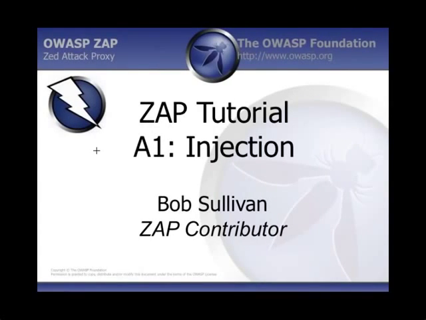This is a training video for the OWASP ZAP proxy, otherwise known as ZAP. In this video, I'm going to use ZAP to test for injection. That is A1 in the OWASP Top 10 Web Application Security Risks. My name is Bob Sullivan, and I'm a ZAP contributor.